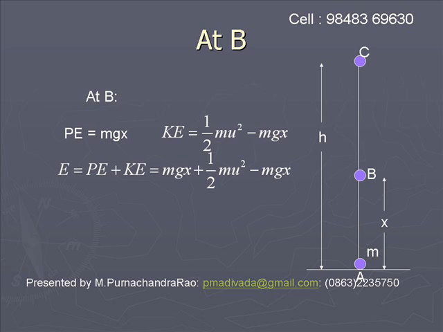So when we take the sum of these two potential and kinetic energies, we will get mgx plus half mu square minus mgx, which becomes equal to half mu square. Now I will show you that kinetic energy is half mu square minus mgx.